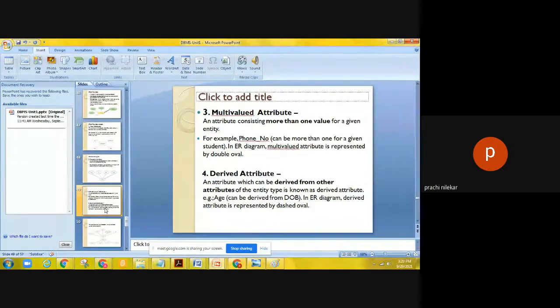In an ER diagram, a derived attribute is represented by a dashed oval. Okay.